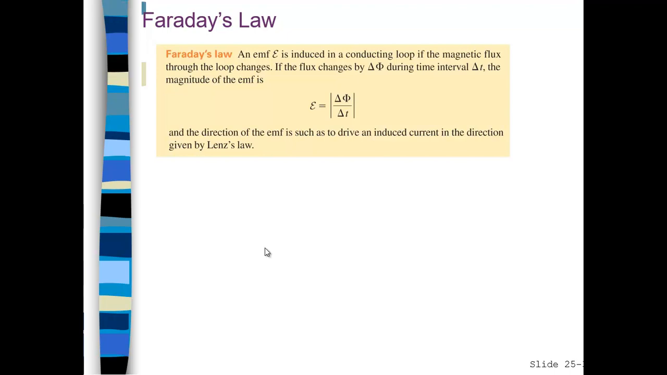Okay. So if we want to determine the electromotive force induced by a current loop, if the magnetic flux of the loop is changing, then the flux change is delta phi, that is the Greek letter phi, and the flux changes over time, delta t, then the magnitude of the electromotive force is just delta phi over delta t, and the direction of the EMF such to drive an induced current is the direction given by Lenz's law.